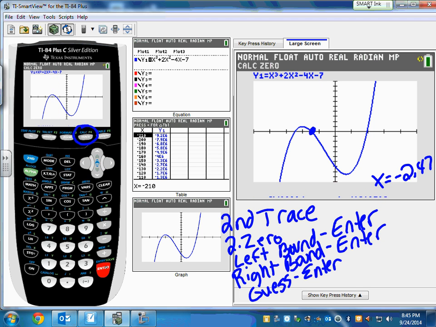So I'm going to guess, and I get that that is a 0 at about negative 1.46. And there's one more 0 that I can see. It looks to me like that 0 is exactly at 2, but I could be wrong. It could be like 1.98, and I probably couldn't tell. So we have to do it again.